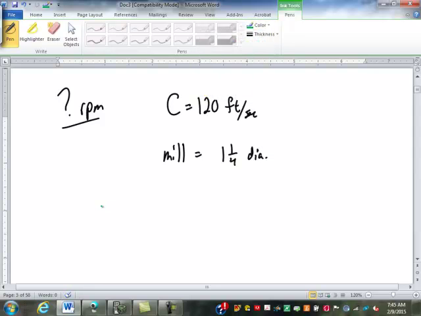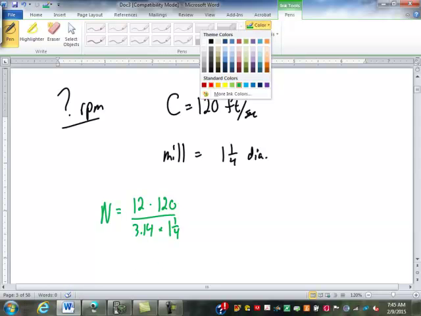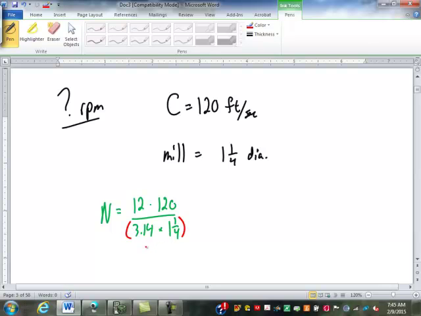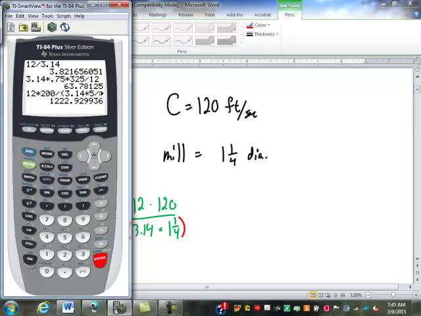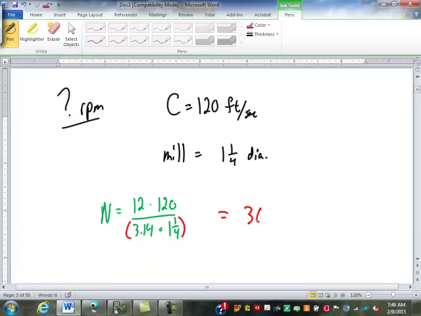So here we're going to get RPM is going to be 12 times 120 over 3.14 times 1 1/4. Now again, when we punch this in the calculator, I'm going to put parentheses around that just to make sure it works out. 367. Let's see how you come out. So we got the 12 times 120, which would be our 1,440, divided by, put parentheses around, 3.14 times 1.25, close those parentheses, 367. Get a gold star.